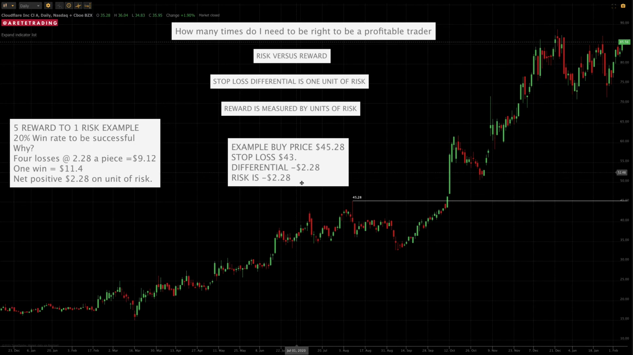My risk is $2.28. At a 5-to-1 risk-reward example, a 20% win rate can be successful. And the question is, why? That means you could be wrong 4 times out of 5 and still be successful. Why? Because one win is $11.40, and each loss is $2.28, okay, which totals $9.12. So you're still net positive $2.28 on your units of risk, being wrong 80% of the time. And that's a really important concept to grasp.